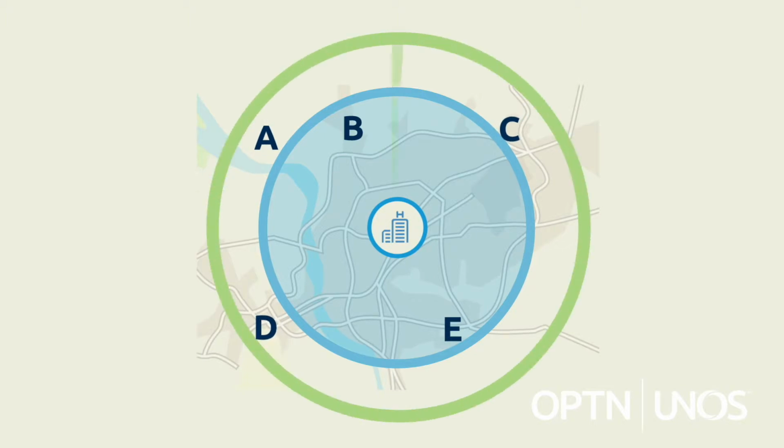If there are no major differences in urgency between candidates at any of the hospitals, the local candidates at hospitals B or E would appear on a match run before those in the wider circle. But if a candidate at hospital C is considerably sicker than any at hospital B or E, the system could prioritize that candidate ahead of more local candidates.